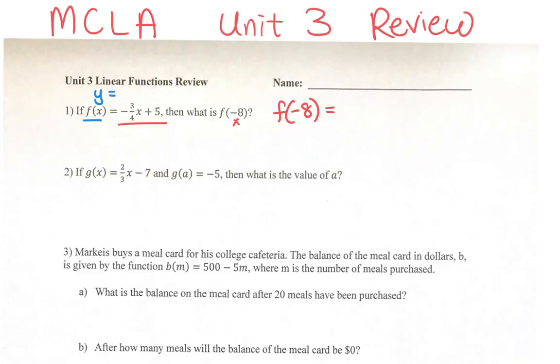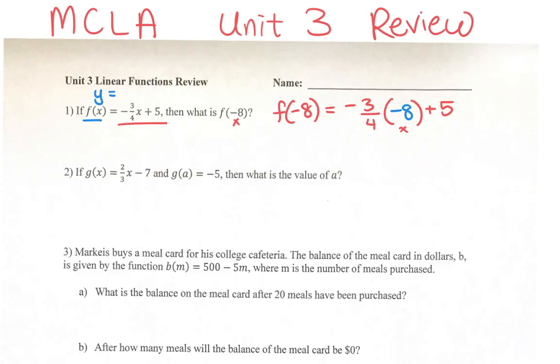So f of negative 8 is, and the way we find that is by plugging in a negative 8 for x. So it's going to say negative 3/4. And instead of x, I'm going to leave it blank for right now. So negative 3/4 something plus 5. So in that spot where x used to be, we're replacing it with a negative 8. Awesome. So that's what we do.